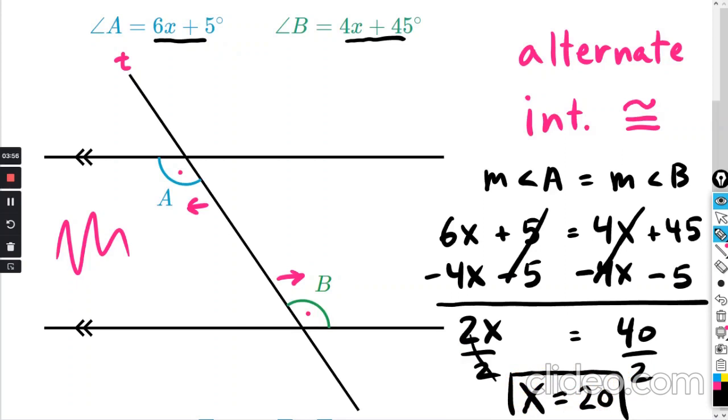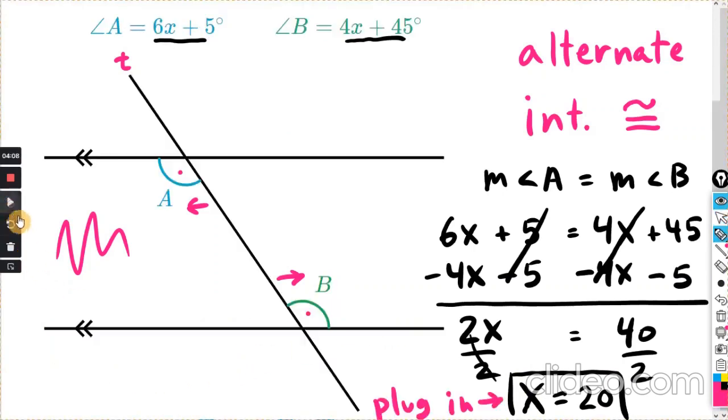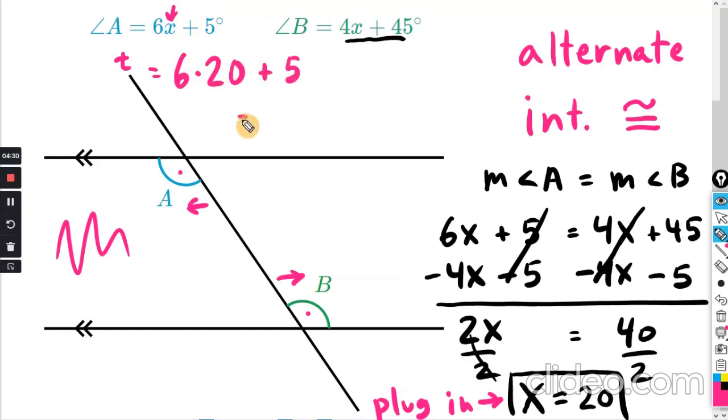Now, you want to see if they ask you to solve for x or one of the angles. Let's take a look. Okay, scrolling down, they said solve for x and then find the measure of angle A. So we're going to have to take x equals 20 and plug it in to find the measure of angle A. All right, so I'm going to put in a 20 right in there in place of x. That's going to be 6 times 20 plus 5. 6 times 20 is 120 plus 5. That is just 125. And of course, that's in degrees.